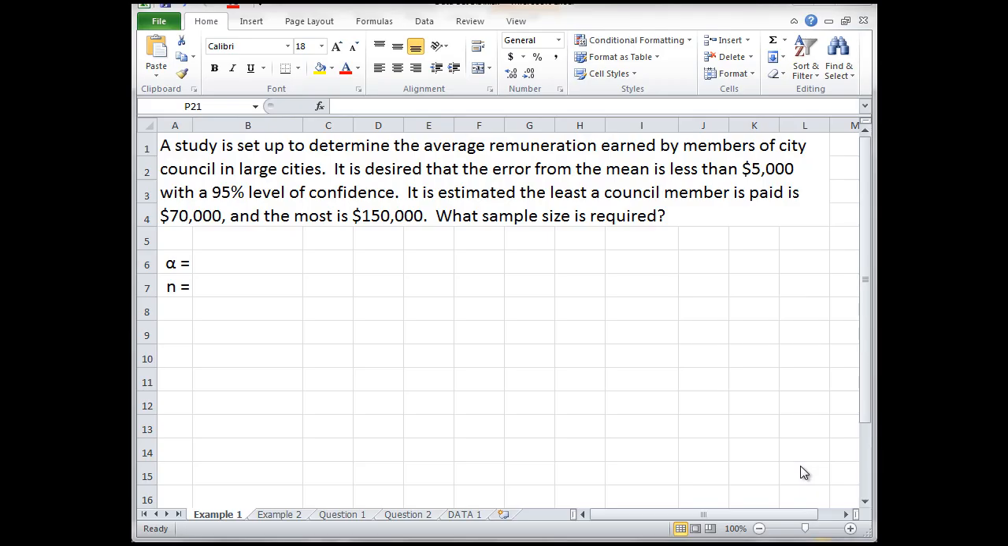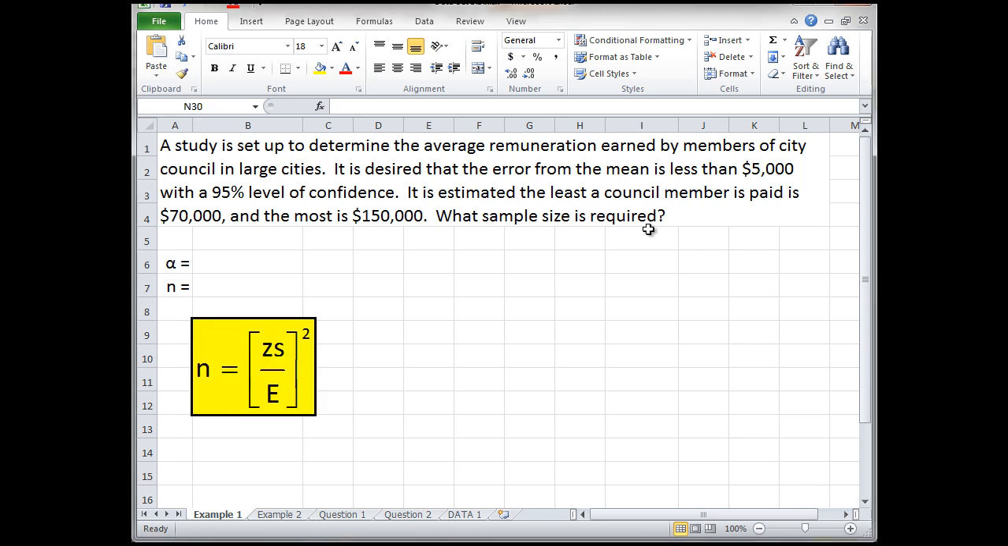Doing this question in Excel as opposed to by hand, the only difference is really going to be where we're getting our z-score from. We won't be using the standard normal tables, we'll be using an Excel formula, but solving for the sample size itself will really be based on the exact same formula we use by hand. So that formula is, the values we need in order to solve for n are z, s, and E.